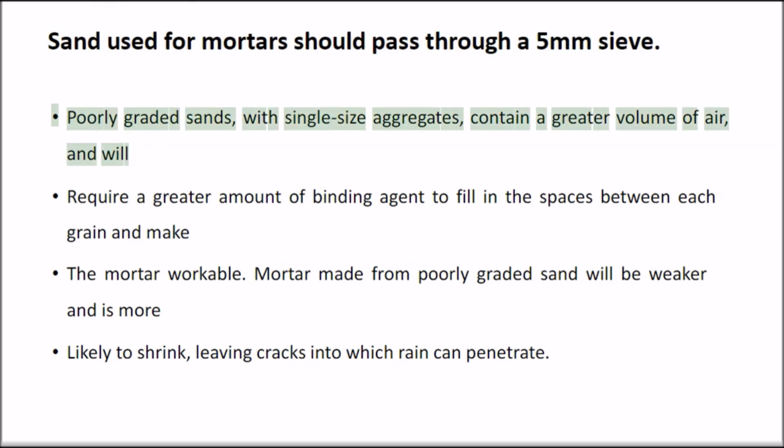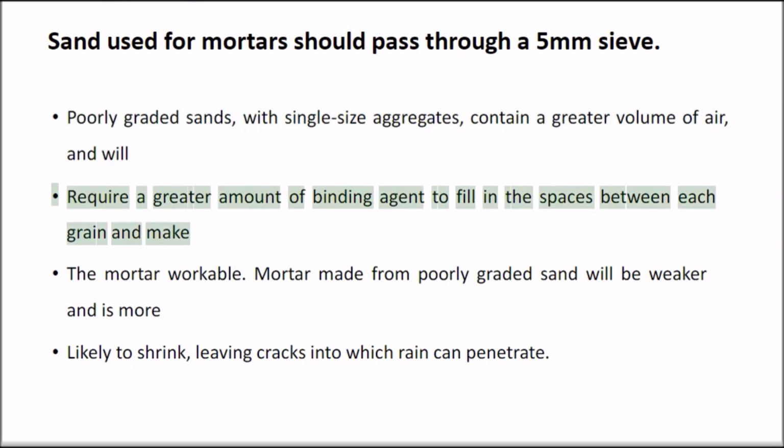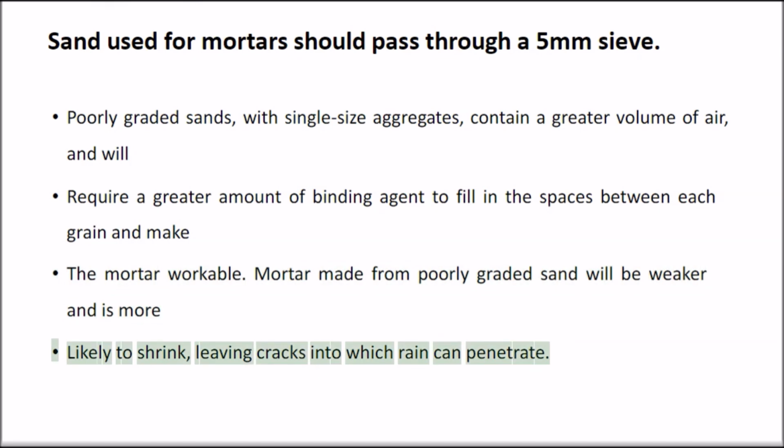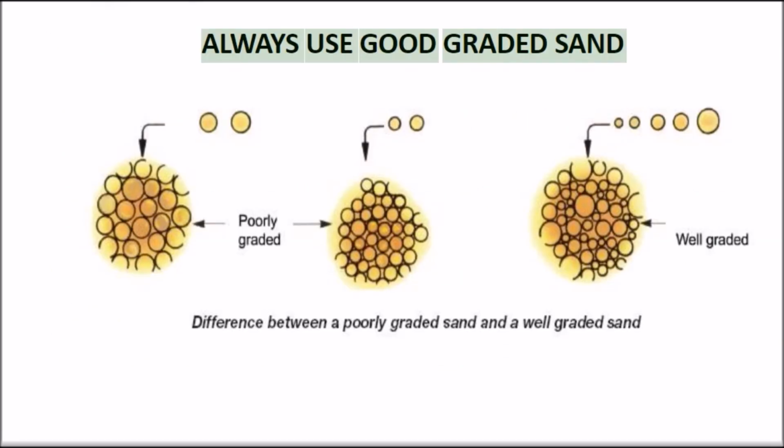Poorly graded sands, with single-size aggregates, contain a greater volume of air, and will require a greater amount of binding agent to fill in the spaces between each grain and make the mortar workable. Mortar made from poorly graded sand will be weaker and is more likely to shrink, leaving cracks. Always use well graded sand.